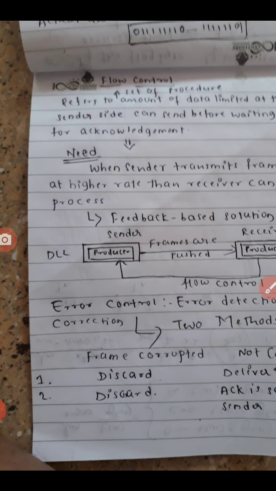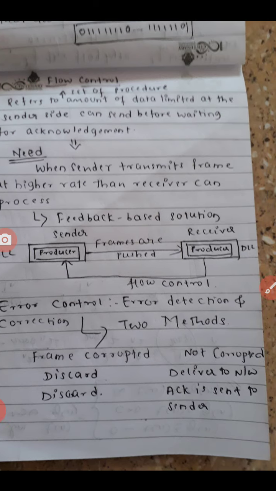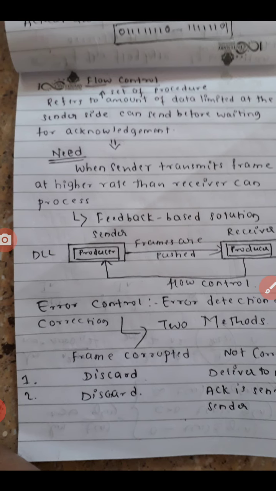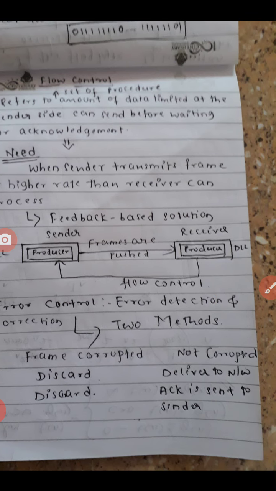In method 1, if the frame is corrupted, then simply the frame is discarded. If the frame is not corrupted, then it is delivered to the network layer of the receiver. In the second method, if the frame is corrupted, simply discard the frame. But if the frame is not corrupted, then an acknowledgement is sent to the sender, telling the sender that the receiver has received the frame. This is about error control. With this, we have completed the services of the data link layer.